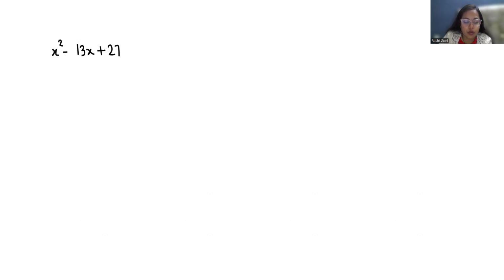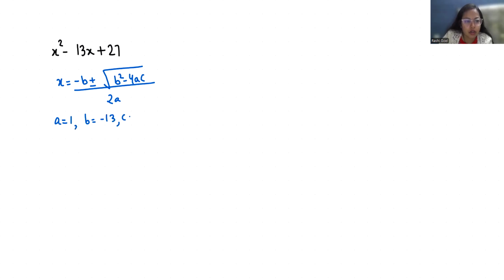So we are going to use the quadratic formula, that is x is equal to minus b plus minus under root b square minus 4ac by 2a, where a is the coefficient of x square, b is the coefficient of x, and c is the constant.